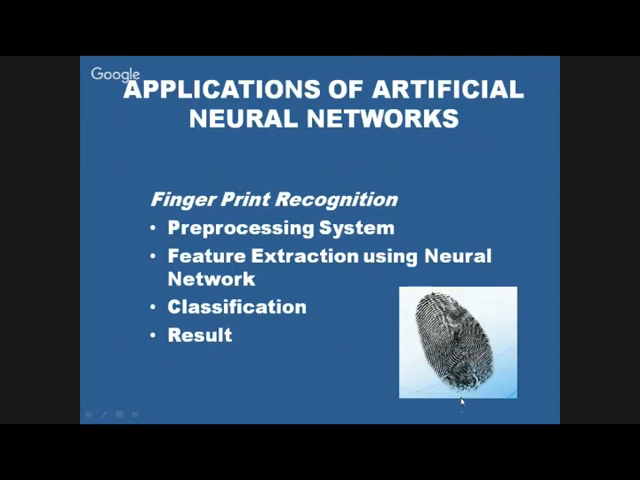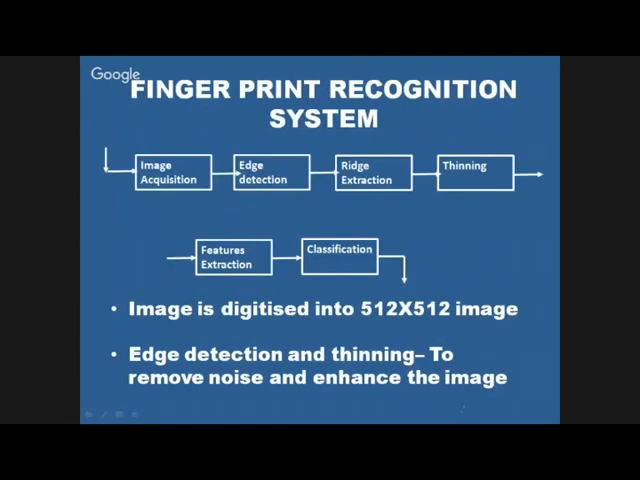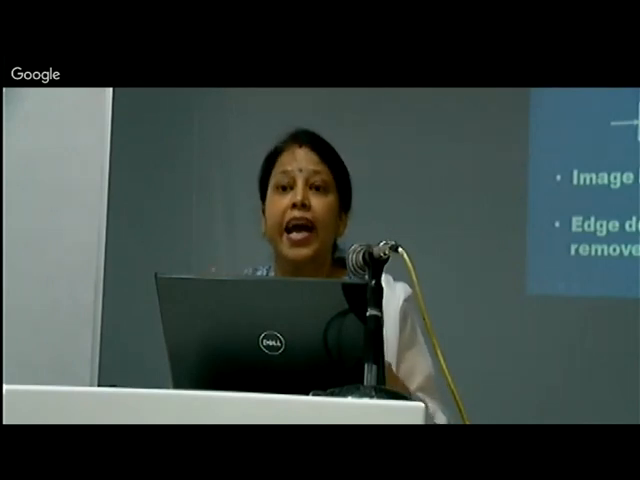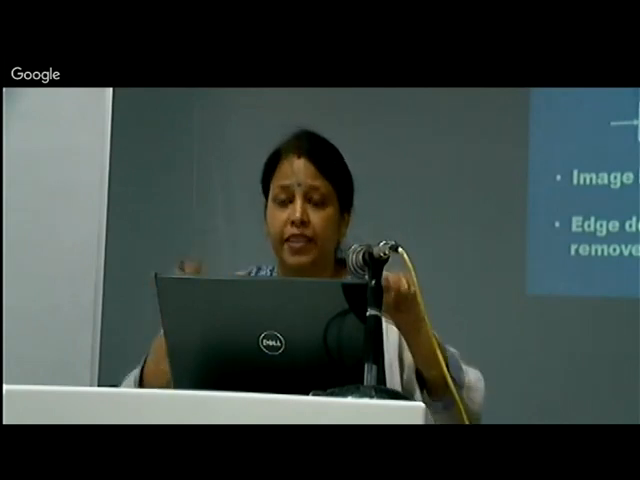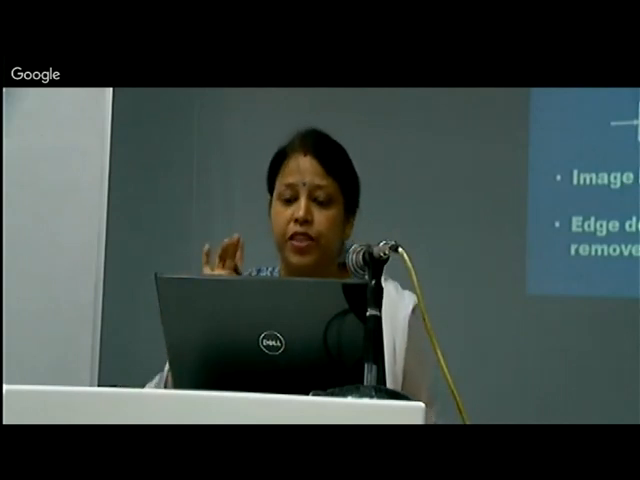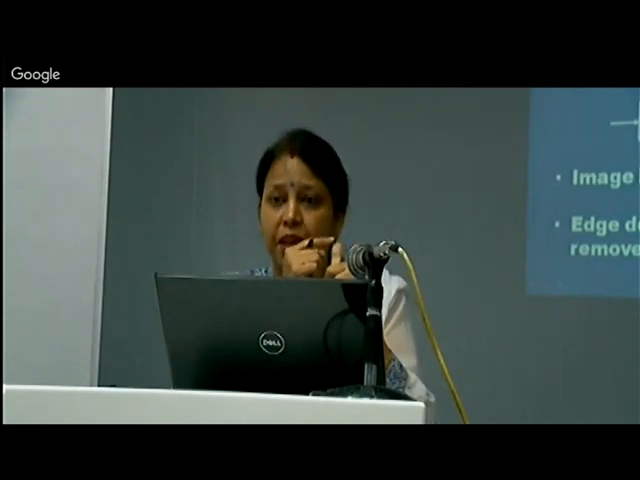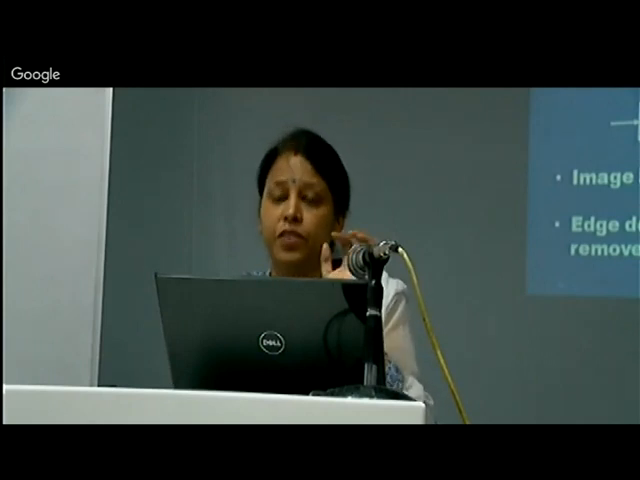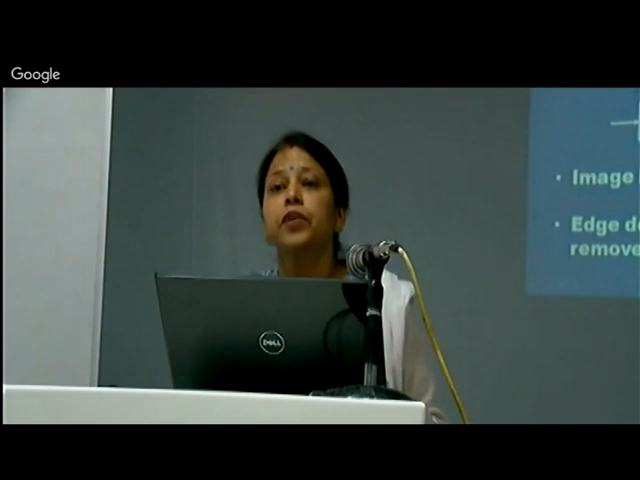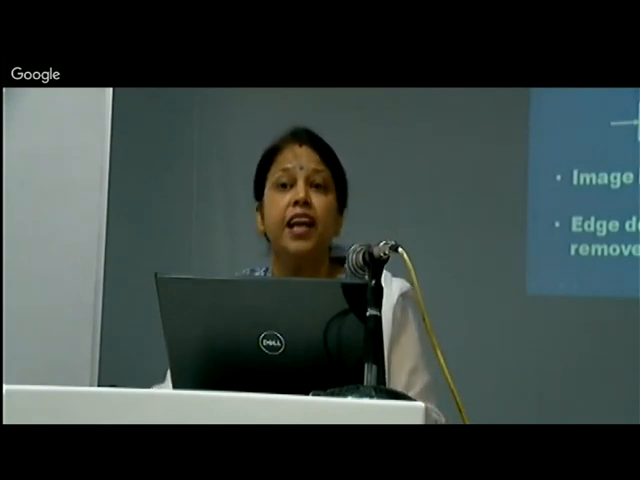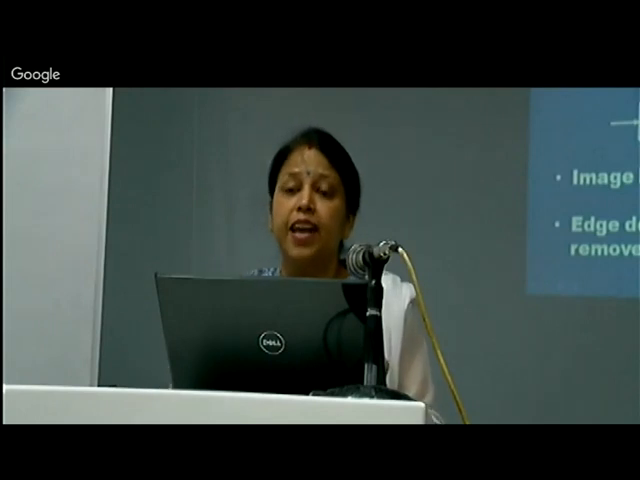Now let us take this as one sample fingerprint. These are the steps involved in fingerprint recognition. First of all, image acquisition, that means we acquire the image of whatever fingerprint is there. After that, we do the edge detection. Edge detection is nothing but removing the noise from the edges and detecting the edges of this image, right? Next is ridge extraction. Ridges are nothing but the nerves present in your finger thumb. Nerves are known as ridges. After that, we do the thinning. Thinning is nothing but skeletalization of the image. We get the skeletalization of the image.